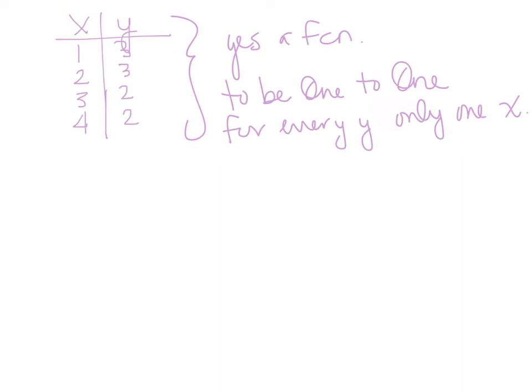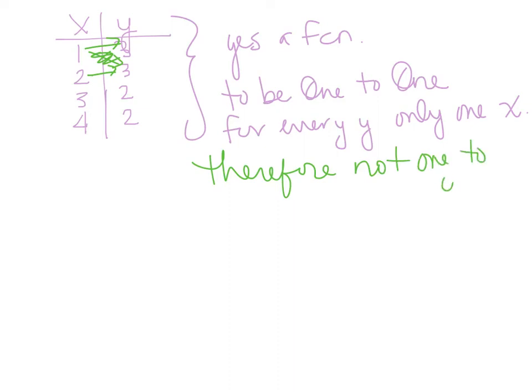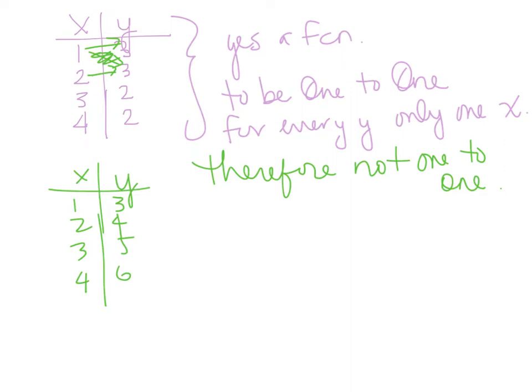Okay, so this one, both of those come from the same x, I'm sorry, let me back that up a little bit. When y was 3, there were 2 different x's, so therefore this is not one-to-one. So that's how you're going to recognize it. To fix this, I'd have to have something like an x, a y, 1, 2, 3, and 4, and then I'd have to have 3, 4, 5, and 6. You know, all different y's that go with those different x's like that.